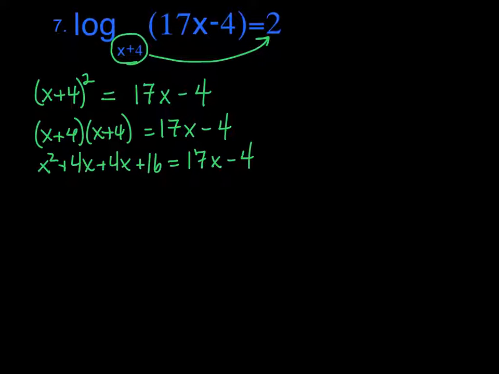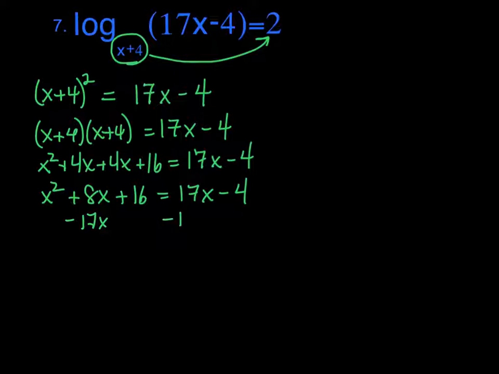4. Remember, you should be writing this down in your notes. All right, so if I simplify the left side, I can add those 4 x's and get 8x plus 16 equals 17x minus 4. Now I'm going to move everything to one side because I see that I do have a quadratic here, and I see that because I have an x squared term. So I am going to subtract 17x from both sides.